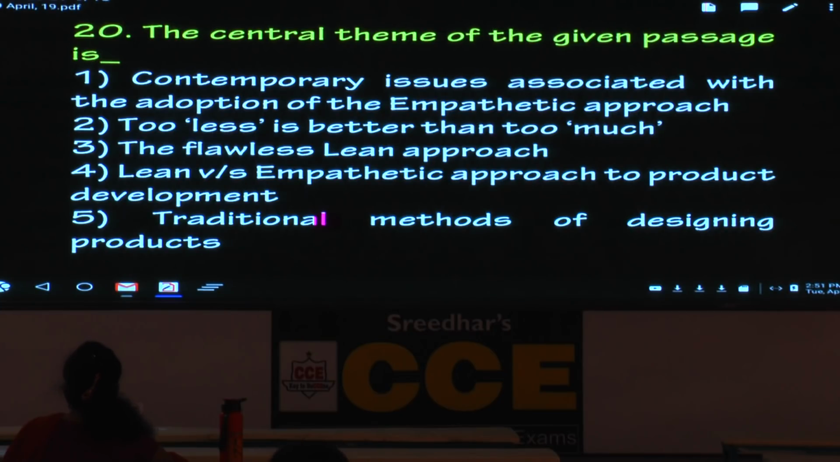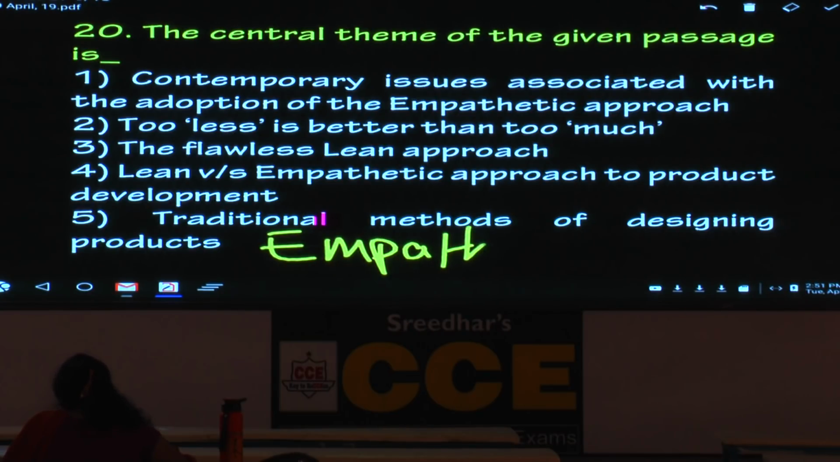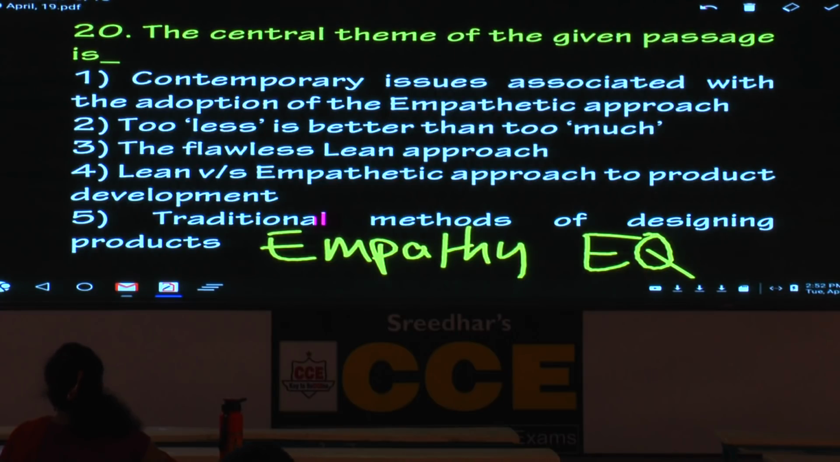Empathy, write the word empathy. That's an important word. Today in the private sector, people, I've said many a time, people look for what? Employees should have not IQ, EQ. EQ means what? To have empathy. Empathy means thinking from the other person's point of view. Empathy means understanding the other person's situation, other person's problems, and thinking from the other person's point of view. Empathy, empathetic.